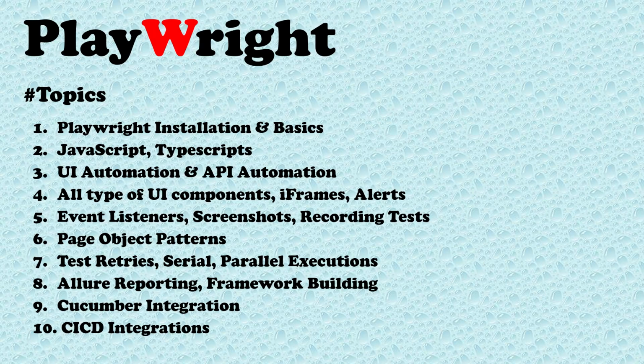But in some cases, in some triggers, if you are not able to automate, recording is still a good option for everyone to use. Then the page object model, you already know, right? It means how to write your code in a good way. So we'll cover all those things. Then test retry, serial, parallel execution, everything will be covered. Allure reporting, framework building. We'll see how we can create a good framework in Playwright.